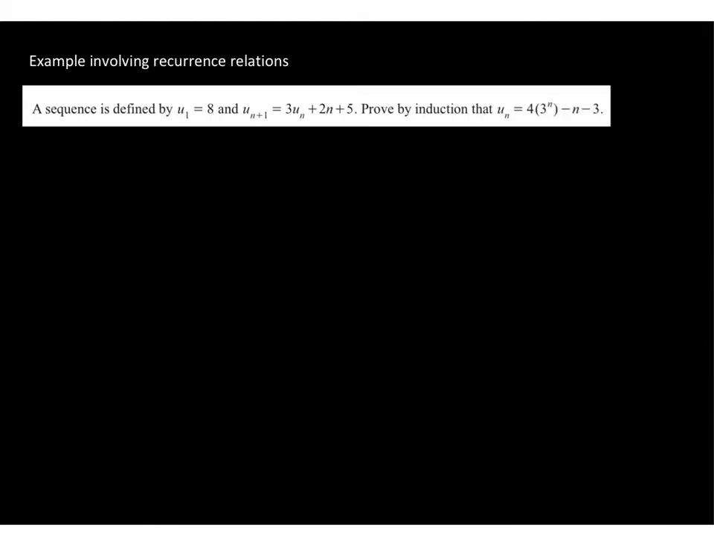So in today's lesson, we're going to have a look at proof by induction involving recurrence relations. Let's delve into this in a bit more detail. A sequence is defined by this formula here. Now, this is a recurrence relation, sometimes called an iteration formula as well. It allows us to move from one term in a sequence to the next term and then generate the next term and so on. We are then being asked to prove by induction that this formula also holds.